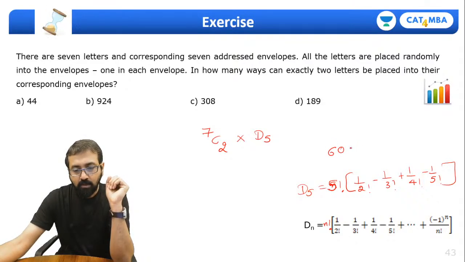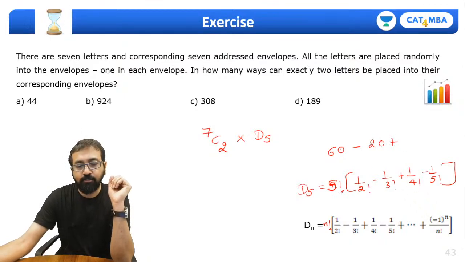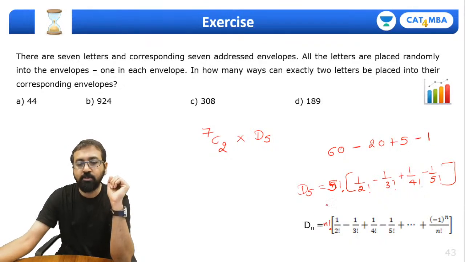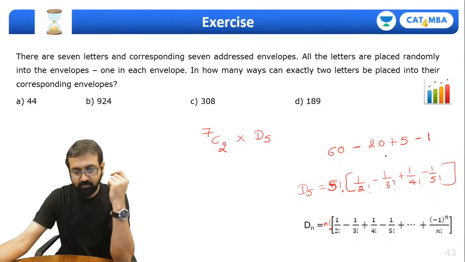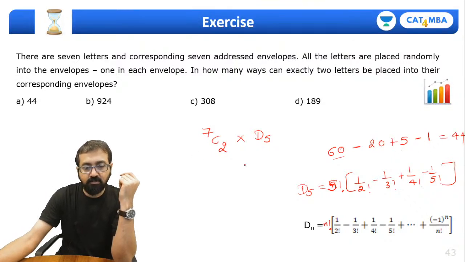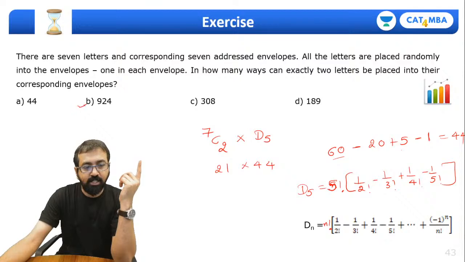Minus 120 divided by 6, it's going to be 20. Plus 120 divided by 4 factorial, that is 24. 120 divided by 24, it's 5. Minus 120 divided by 120, it's going to be 1. So what will be this value? If you calculate, it will be 65 or 45 minus 1, 44. So my answer will be, this is 44 and 7C2 is 21. So 44 into 21, whatever it comes out to be, it will be 924.